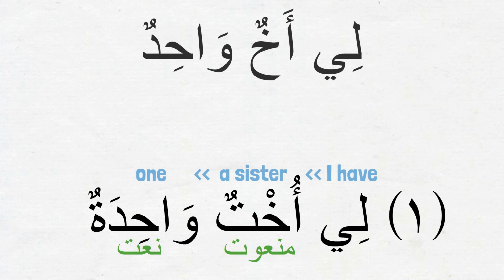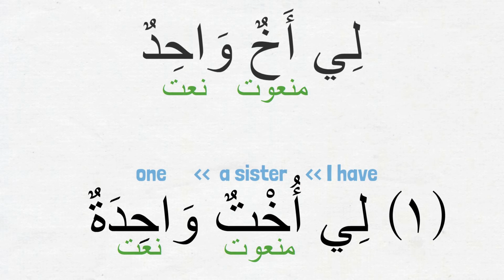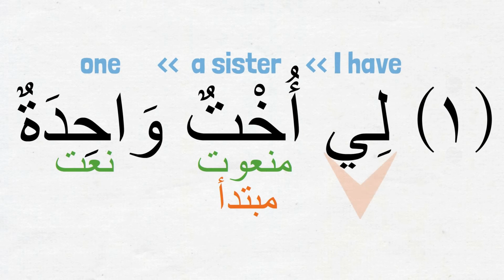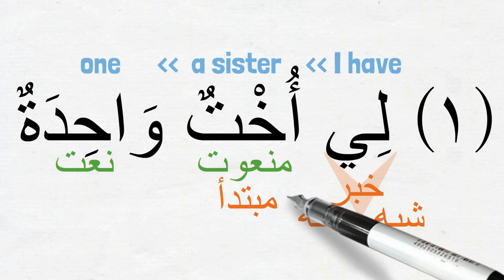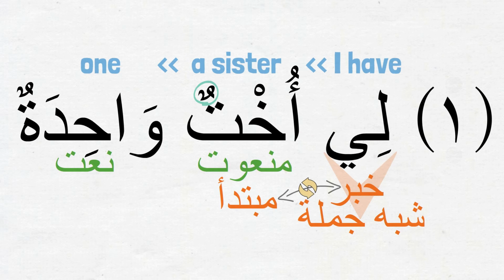Compare this to لي أخ واحد. I have one brother. Here, أخ is منعوت and واحد is نعت. Both are مذكر and nakira. Getting back to our sentence here, لي أخت واحدة. It is a جملة اسمية. And as we talked about earlier, the حرف لي cannot be مبتدأ. So we should look for the مبتدأ elsewhere in the sentence. The mubtada is the ism ukhtun. Li is the shibhu jumla khabar, and the order of the mubtada and the khabar is switched in this sentence because the mubtada is nakira and the khabar is shibhu jumla.